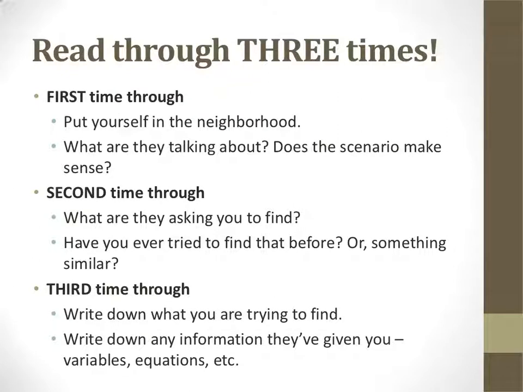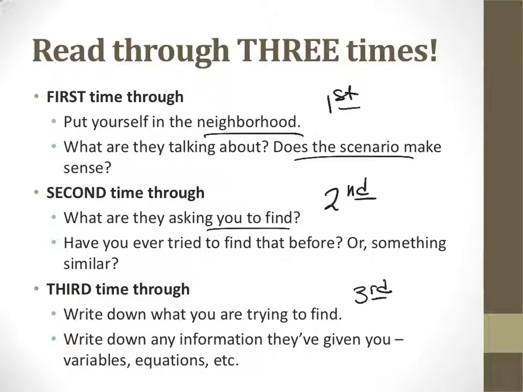Remember, you're going to read through these three times. The first time, you're going to put yourself in the neighborhood. So what is it they're even talking about? Does the scenario make any sense? Then the second time through, what are they asking you to find? Have you done that before? Is it something similar? So it's making sense. And then the third time that you go through, you're going to write down some things that you're trying to find and any information that they give you.